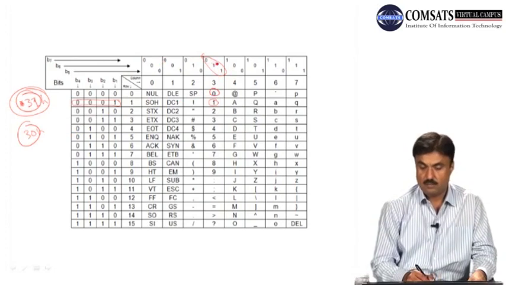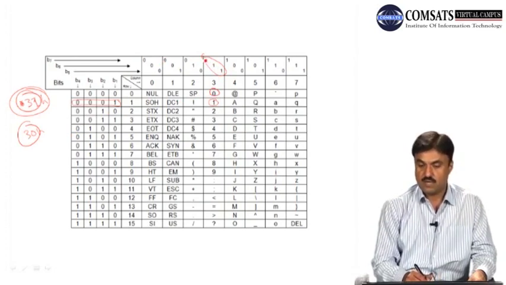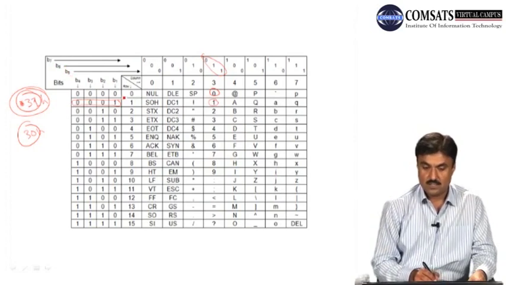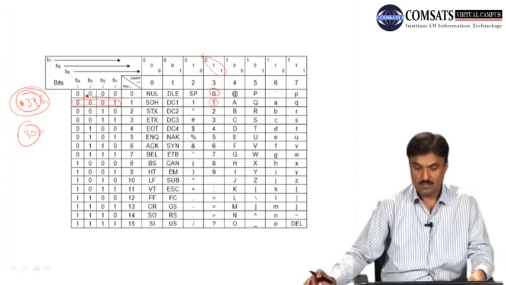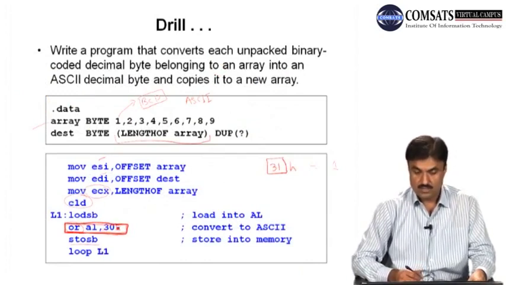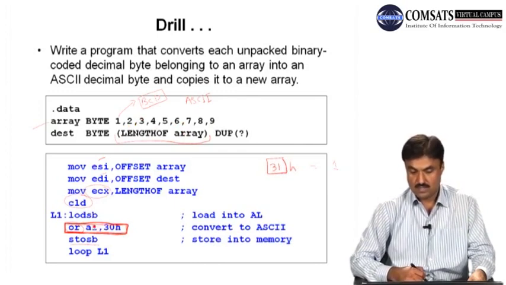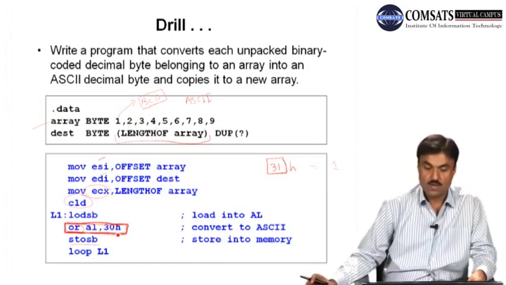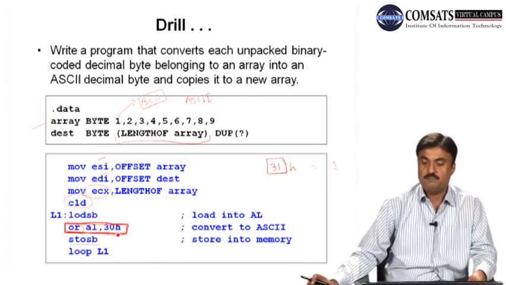So these are the upper, the most significant bits, like B7, B6, B5, and so on. And these are the least significant bits. So at this point, what we have to do, we have to just OR these element values with whatsoever is in the AL. So we just OR with 30H. It will convert them into the hexadecimal byte.